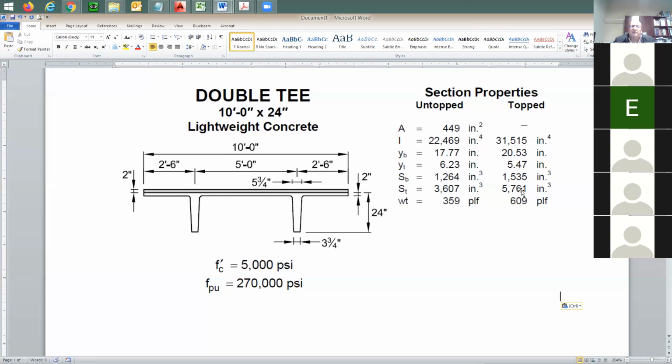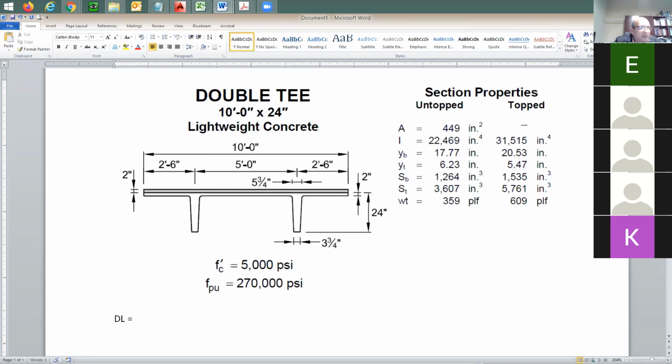Same thing here for S bottom and S top. It just goes up. And here's the weight. This weight includes the weight of the concrete double T and the topping. Are we good about this? Yes? No? Yeah. Okay, good. The difference between these two numbers is going to be the weight of what? Concrete. The weight of the topping concrete. Right. So if I'd like to subdivide this into two separate sections, how much is the dead load? I'm going to say dead load equals what? I need your help.